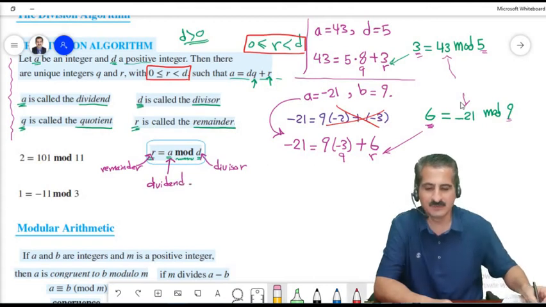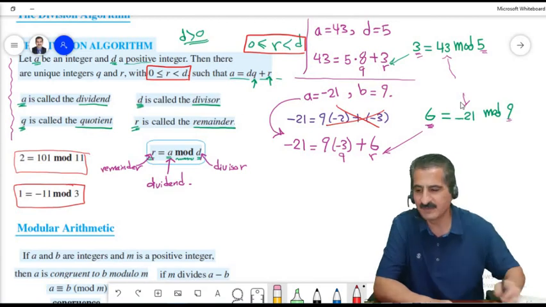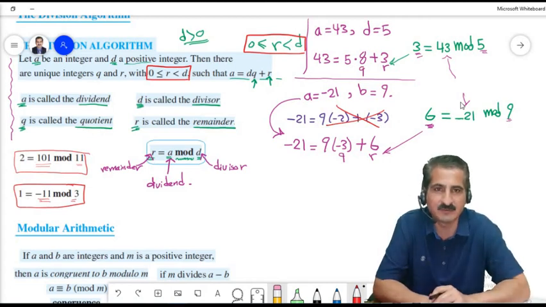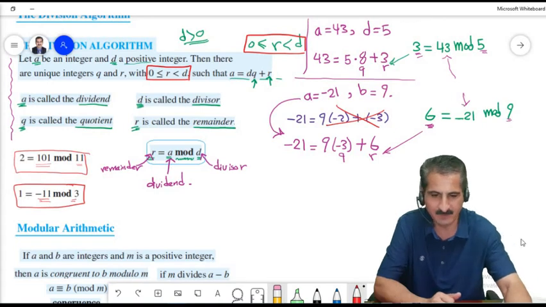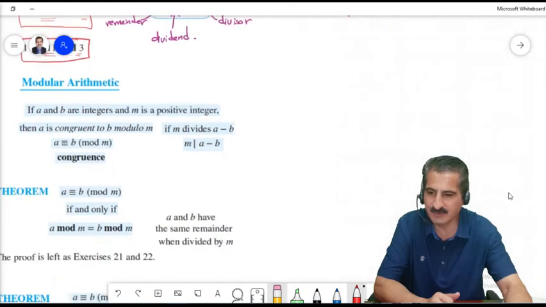Good. So we have done 2 examples, and I will let you think about these ones that are written here. They are similar. Dividing negative 11 by 3, the remainder is 1. Dividing 101 by 11, the remainder is 2. And remember this notation: R equals A mod D, and the mod here is written in boldface. It's all about the remainder.